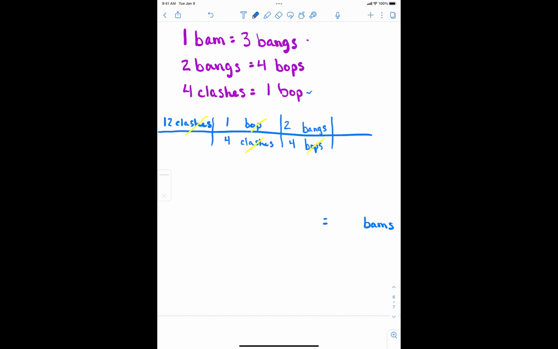Now, I'm in bangs. I don't want bangs, I want bams. So in my next step, bangs has to go on the bottom. And I can go from bangs to bams using this conversion factor where 1 bam is equal to 3 bangs.